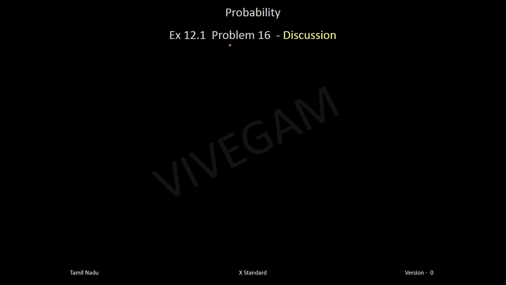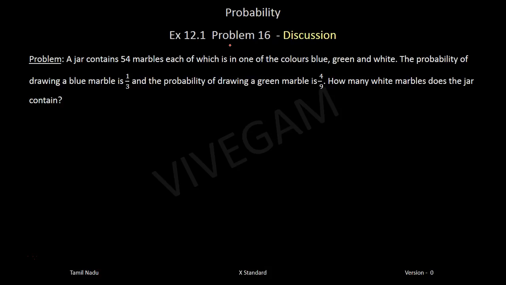Exercise 12.1, Problem 16, Discussion. A jar contains 54 marbles, each of which is in one of the colors blue, green and white. The probability of drawing a blue marble is 1 by 3 and the probability of drawing a green marble is 4 by 9. How many white marbles does the jar contain?